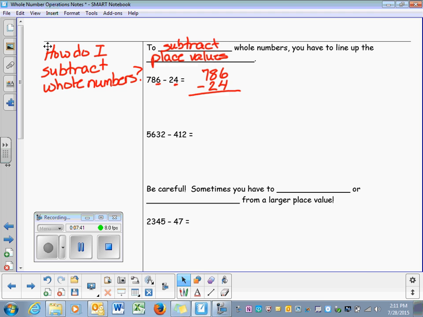Okay. Again, starting from the right, 6 minus 4 is 2. 8 minus 2 is 6. And 7 minus nothing is 7.